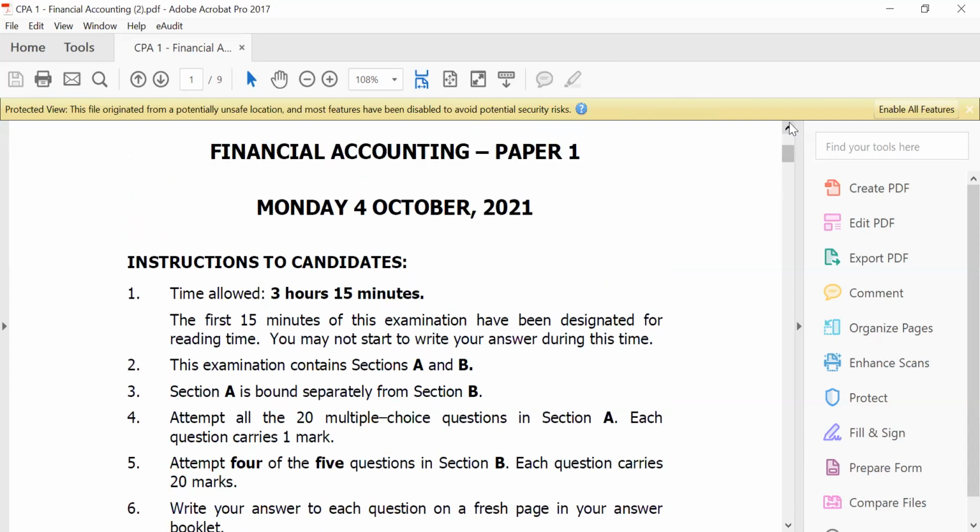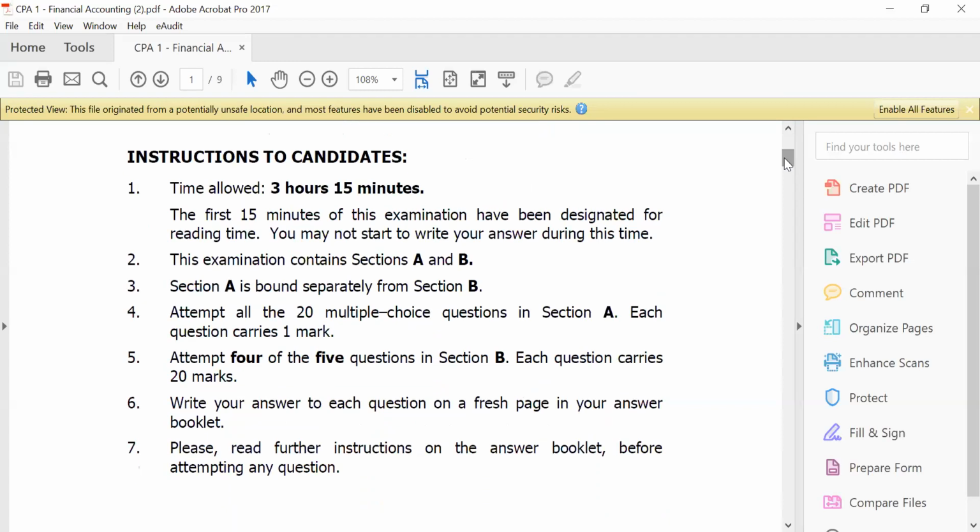So the paper is 3 hours, 15 minutes, just like any other paper. And the first 15 minutes of the exam, you are expected to use for reading. But since this is a paper where you have to select the questions you're doing, you also have to make sure that in those 15 minutes you select the questions that you're going to do.